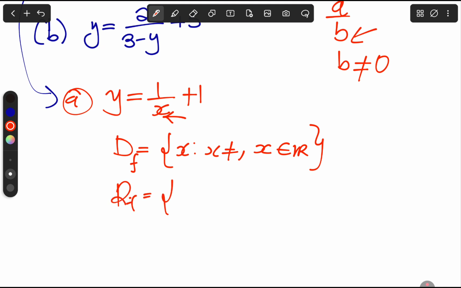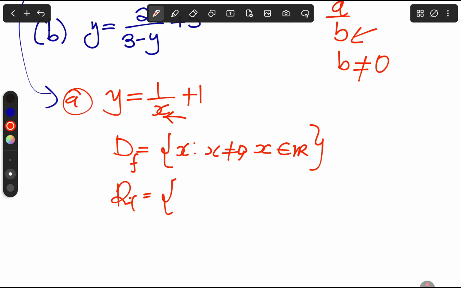What about the range of the function? Now, you can clearly see that for any number that I put here on x, if that number is not 0, then I can put numbers starting from 1 going up, or numbers starting from -1 coming down. You get the concept?